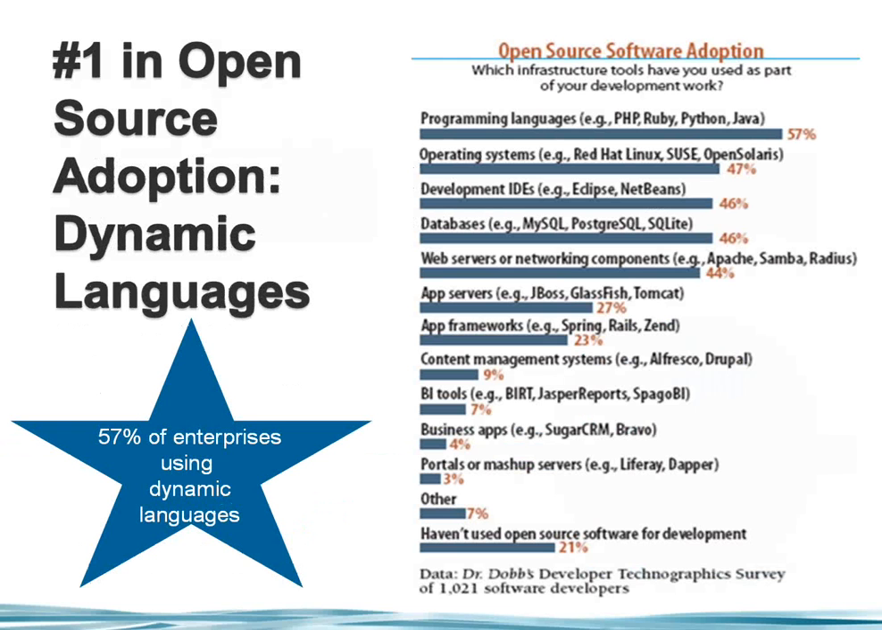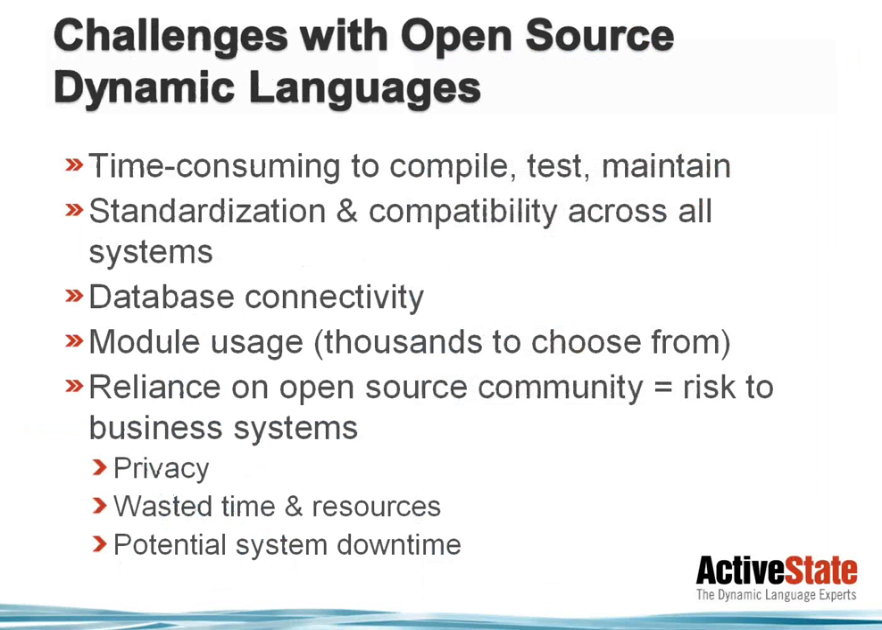You can see Dr. Dobbs recently did a survey, and open source programming languages are the most popular adopted open source project out there. And 57% of enterprises today globally are using dynamic languages. So clearly they're relevant. They're ahead of operating systems, IDEs, databases, servers, et cetera. So that's a good segue into the next slide, where we look at some of the challenges of dealing with open source dynamic languages.